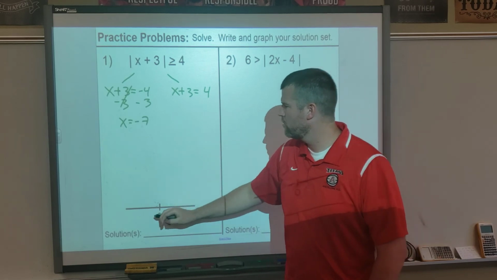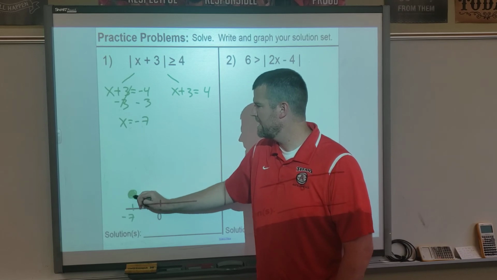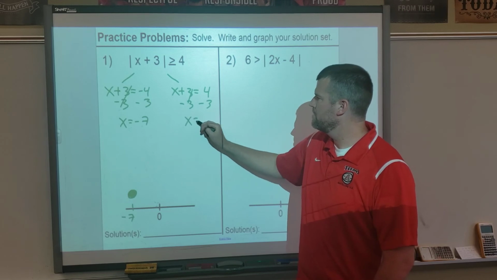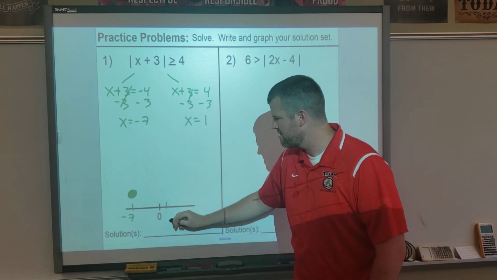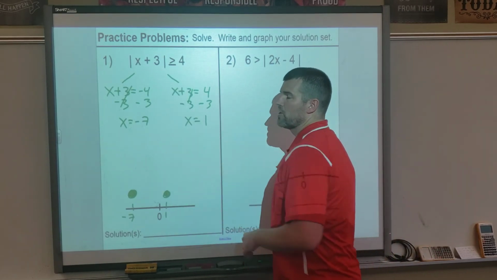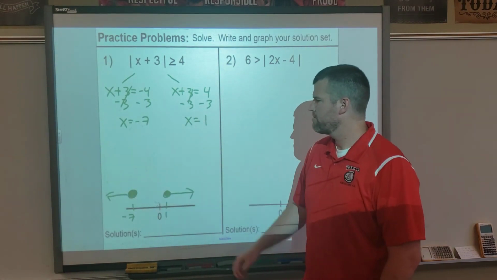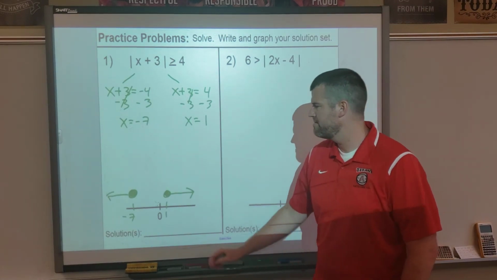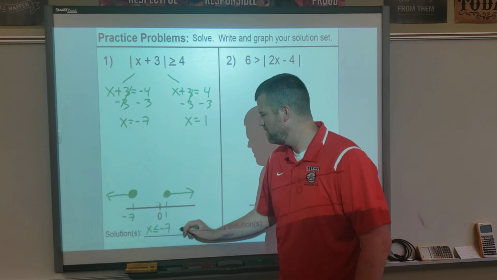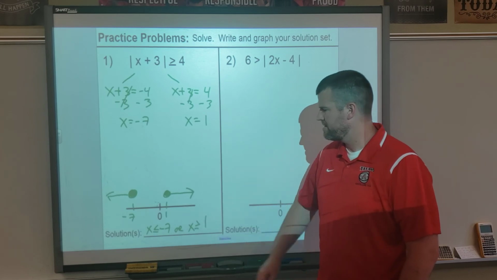So one solution or one boundary point is -7. And we said this time we can equal, so I'm going to shade it in. Our other boundary point is going to be +1, so that's pretty close to 0 there. And then we said our distance, we want it to be greater, so we're going to get away. So we end up with two separate solution sets. We have all numbers that are less than or equal to -7, or we have all numbers that are greater than or equal to +1.